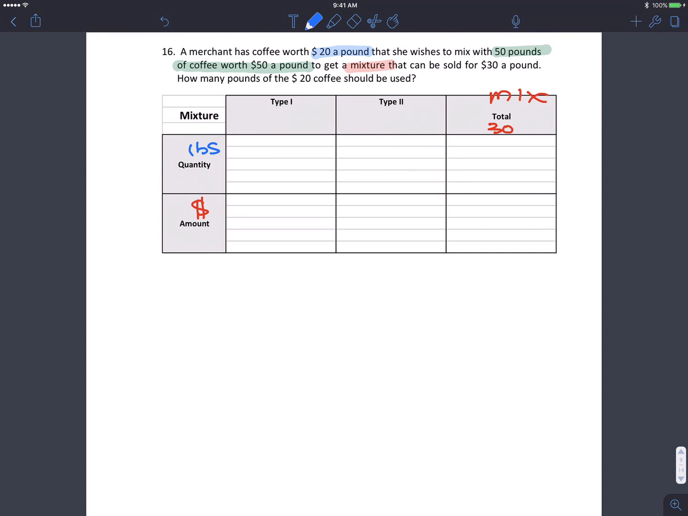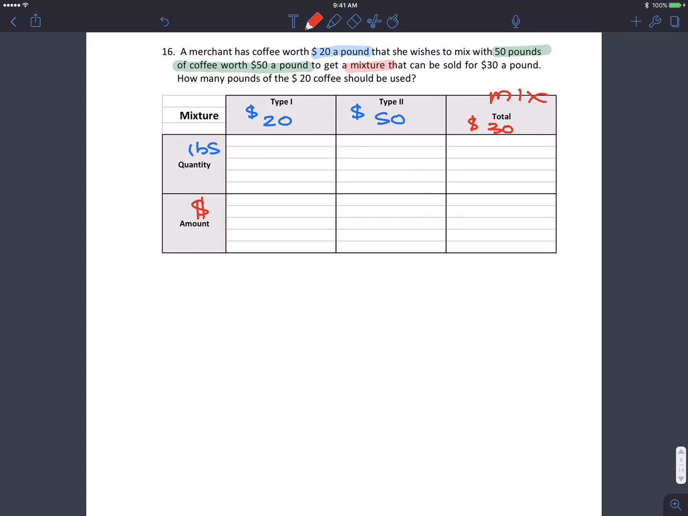Let's go back and let's read this again. A merchant has coffee worth $20 a pound. Now, this is the first type. She has a $20 a pound type. She wants to mix with 50 pounds of coffee worth $50 a pound type. So, this is the type that she has, and she wants to end up with a mixture that's $30 a pound. Okay. Let's go back.